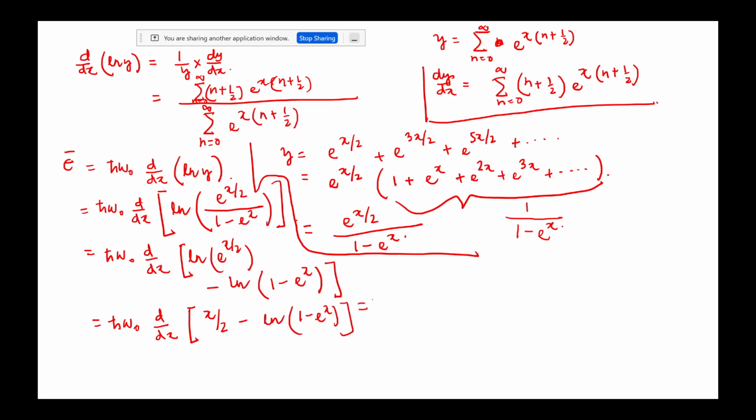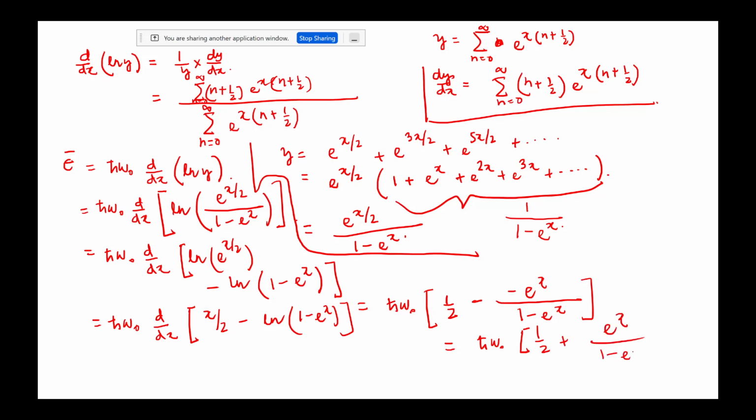And if you take the differentiation, this will be h cross omega naught times d/dx of x by 2, which is half, minus, so first thing log of this, so e to the power minus x and then here again e to the power x, minus, after rearranging it becomes h cross omega naught half plus e to the power x divided by e to the power minus. Okay, so far it's good, right?